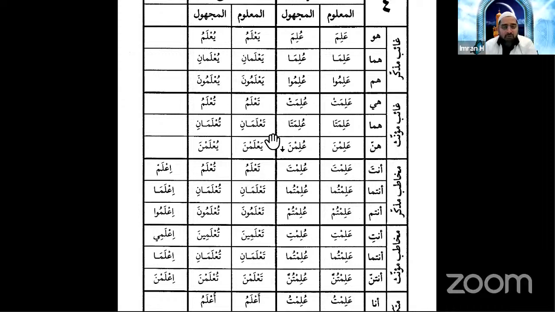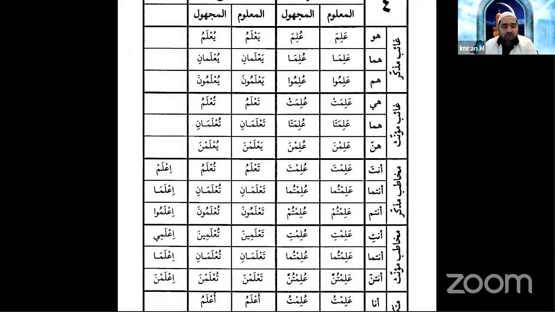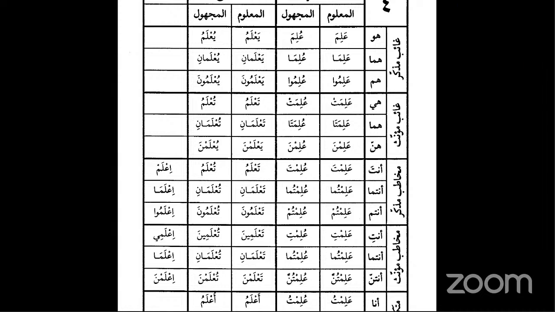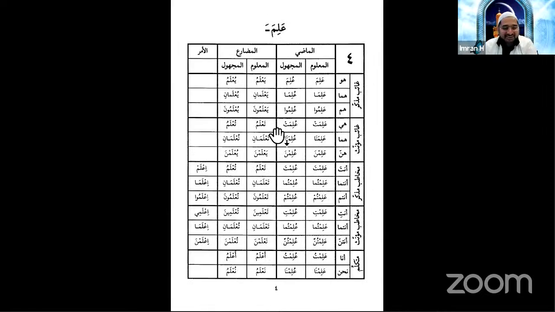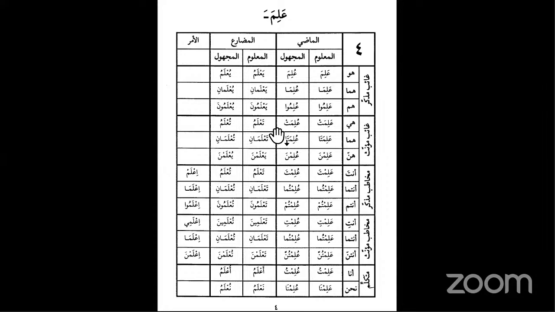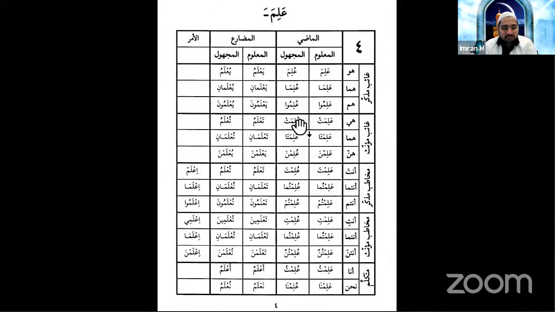How do you say she knows? Ta'alamu. He knows, ya'lamu. They all males know, ya'lamuna. They all females know, ya'lamna. I know, that'd be, hang on, I know this. A'lamu. Excellent. We know, na'lamu. Correct. Excellent. And they all boys know.